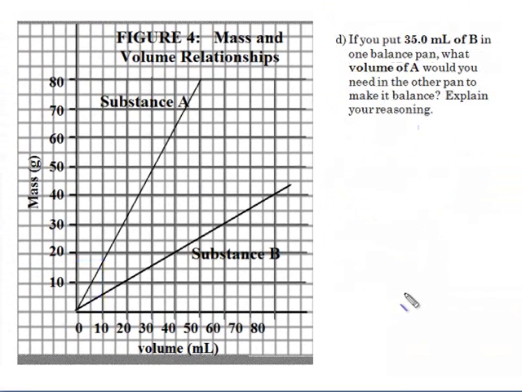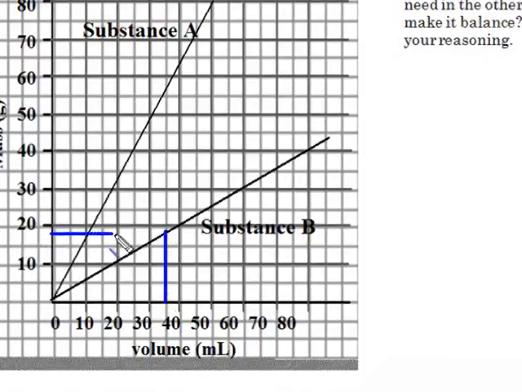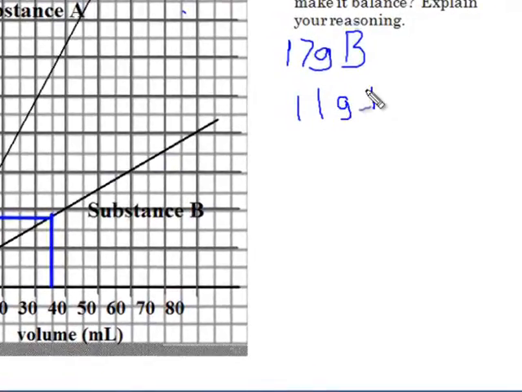Okay, now it says if I put 35 milliliters of B in one balanced pan, what volume of A would you need? So again, I'm going to do this both from the graph, and also using factor label. So 35 milliliters of B would be right here, and that looks like it's about 17 grams of B. And the question is, what volume of A would you need? So I have that identified right here, because this is 17 grams for A right at this spot. And if I look down, I can plot the volume of A. It looks like it's just over the 10, so I would call that about 11 milliliters of A.